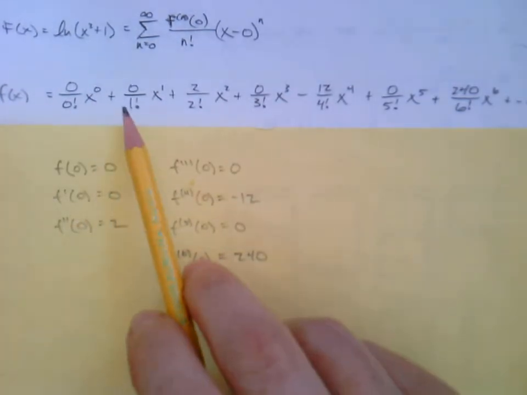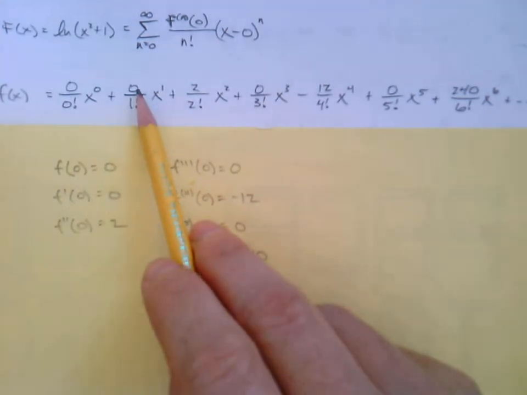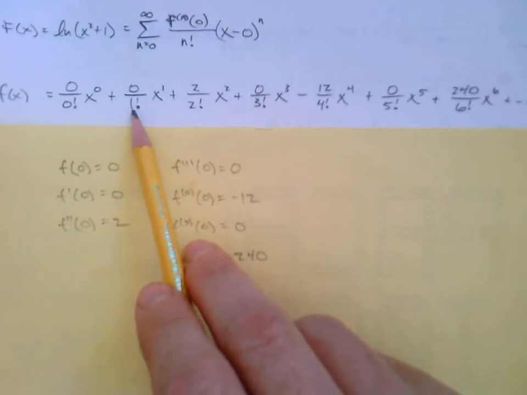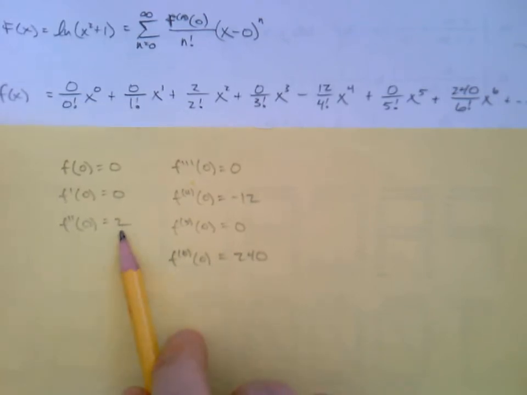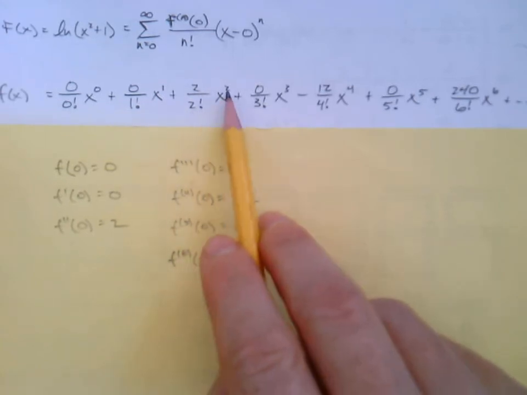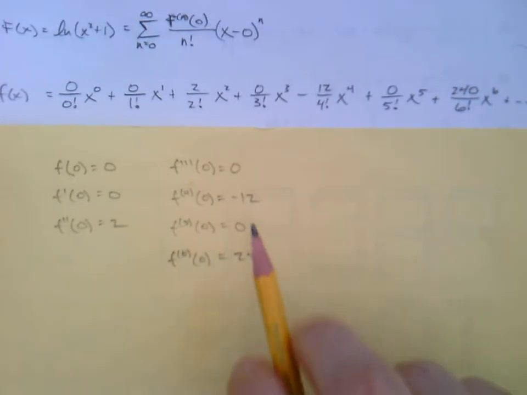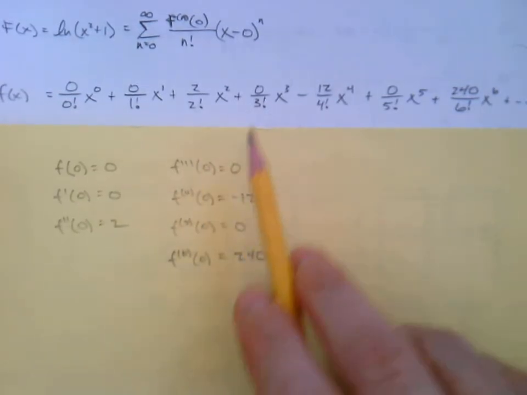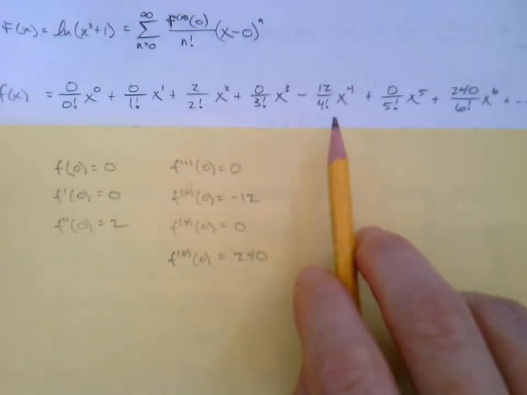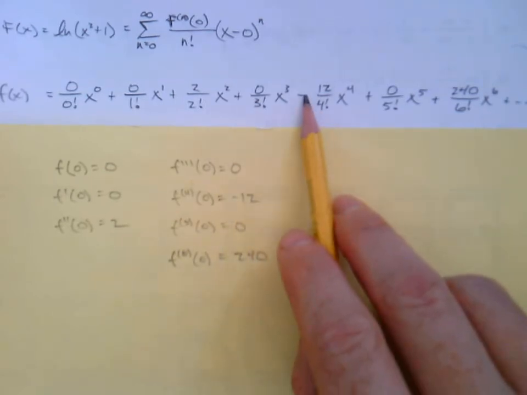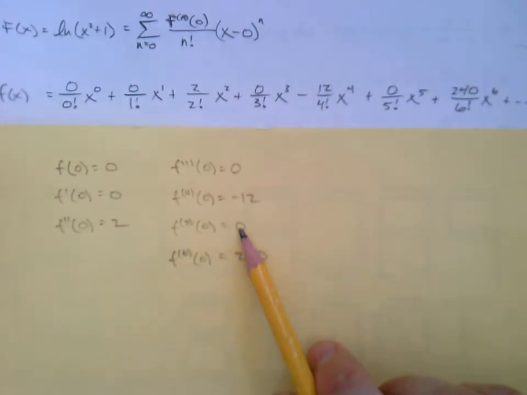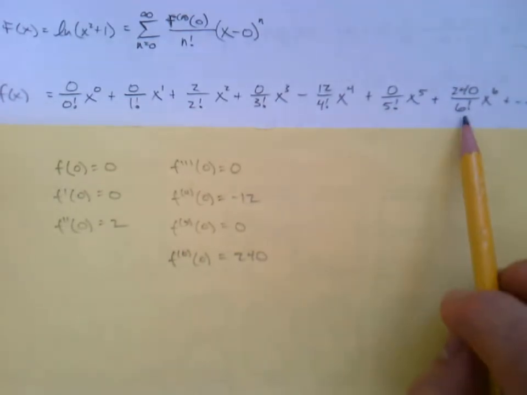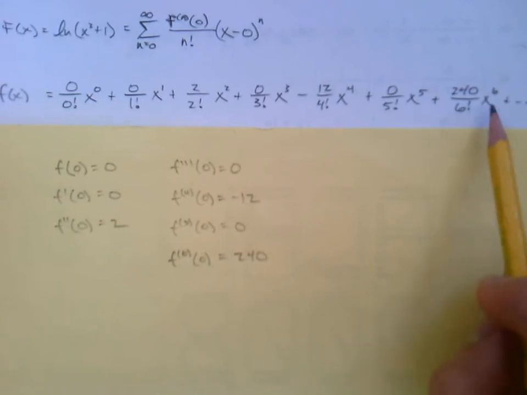Okay, the second term, my numerator is right here. That 0 is my numerator, and then n equals 1, so 1 factorial x to the first. Okay, finally we make it to n equals 2, so that's the second derivative at 0, which happened to be 2, and then n equals 2, so 2 factorial and x squared. N equals 3. Well, the numerator is right here, that's 0. 3 factorial x to the third. N equals 4. Negative 12, so you notice I put minus 12. 4 factorial x to the fourth. N equals 5. Numerator is right here, the 0. 5 factorial x to the fifth. N equals 6. 240. 6 factorial x to the sixth.